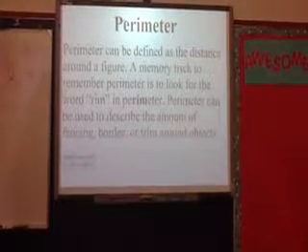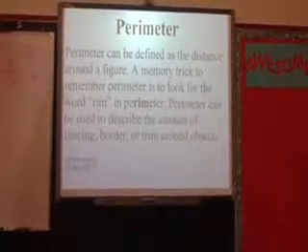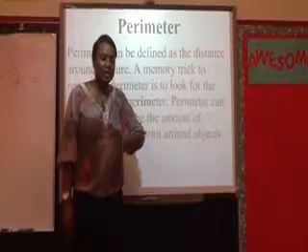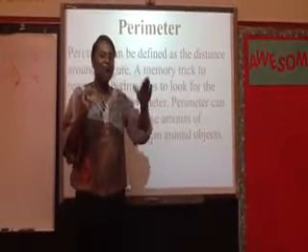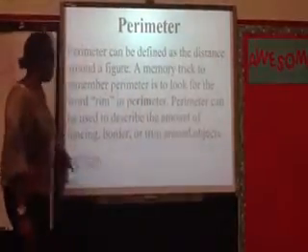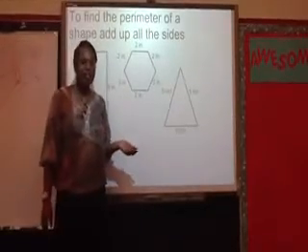Perimeter can be used to describe the amount of fencing, border, or trim around objects. So I like to tell my students, think about the rim on a basketball hoop. The rim is the outside edge. So the perimeter is the outside edge or the border of any shape. To find the perimeter of a shape, add up all the sides.